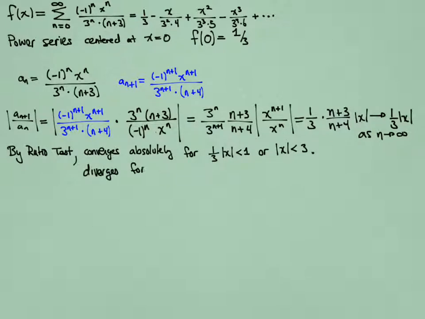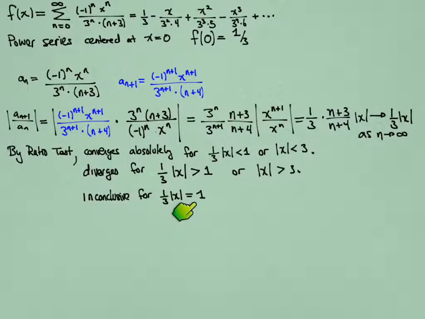The ratio test tells me it diverges when that limit is greater than 1. In other words, when the absolute value of x is greater than 3. And it's inconclusive at the endpoints, when 1/3 times the absolute value of x is equal to 1. We don't really know what happens by the ratio test here. And so when the absolute value of x is 3, we really don't know whether or not it converges or diverges.